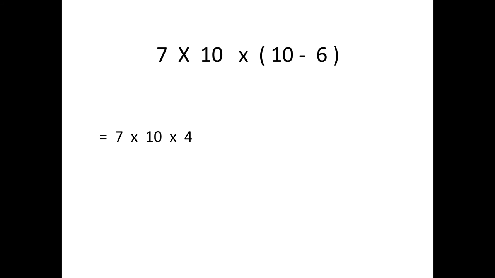Or you can do it in one step. 7 times 10 times 4. You will put the 0 in the answer, and 4 times 7 will give you 28. So you can say that the final answer is 280. Here I did 7 times 10 first, and I left the 4. Then I did 70 times 4. It gave me 280. Thank you so much.